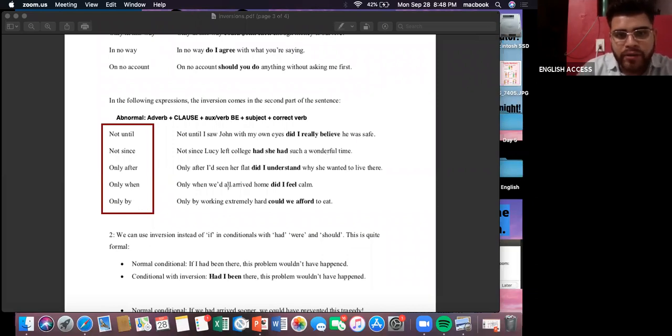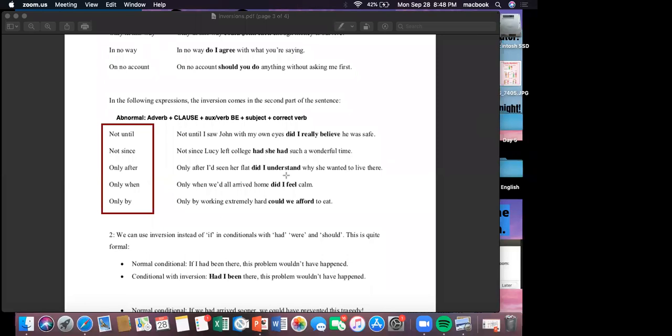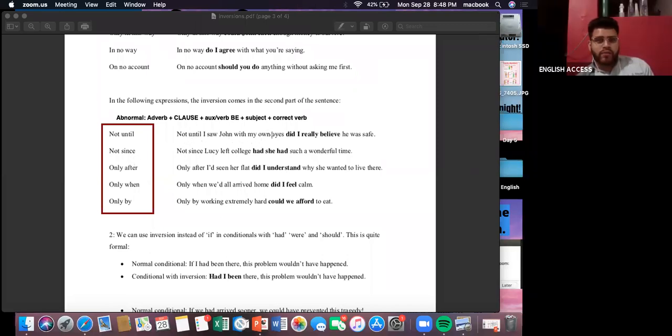And why? Well, these are kind of like conditional clauses. You know, one thing has to happen for the other thing to happen. So not until I saw John with my own eyes did I believe he was safe. So if I see John with my own eyes, I will believe he is safe. You know, it's kind of like a conditional. One thing has to happen for the other thing. And I guess that's why the inversion is in the second part.